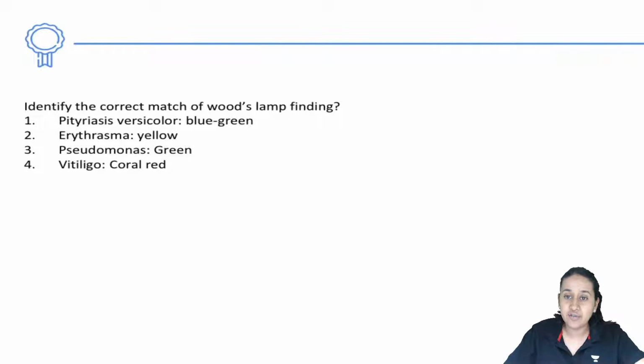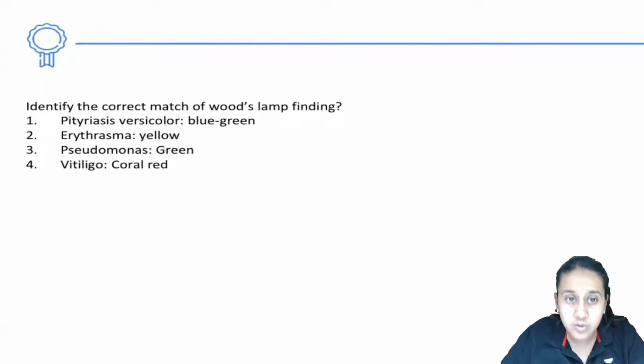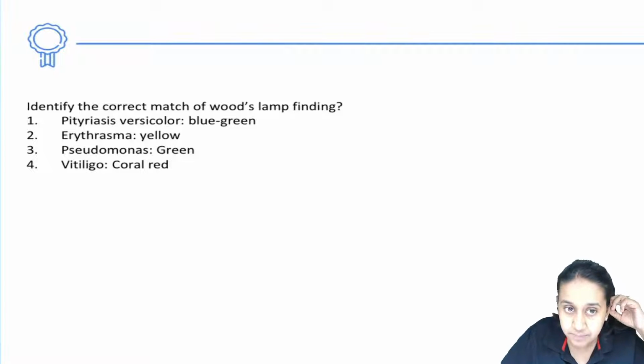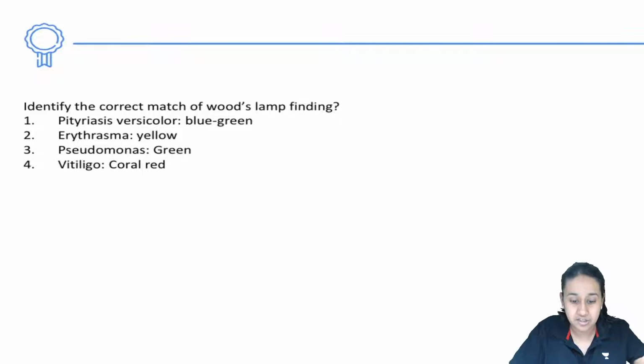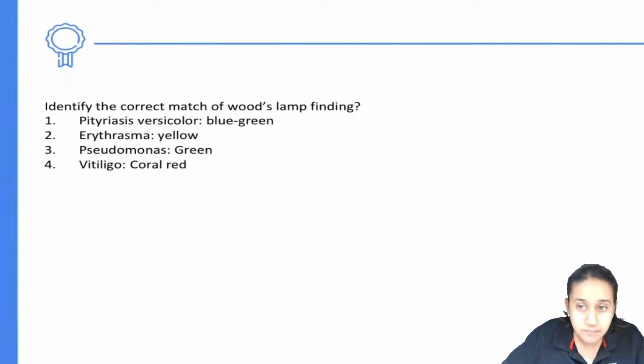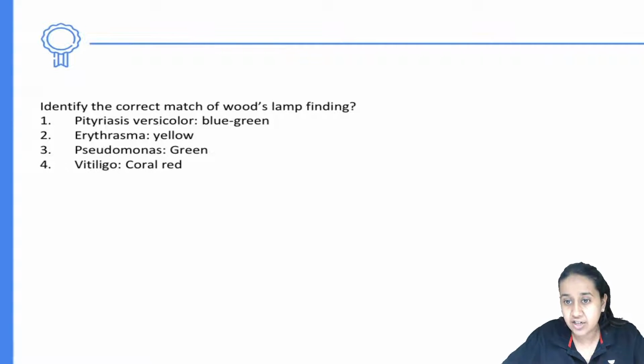The next question, identify the correct match of Wood's lamp finding here. Pityriasis versicolor, which is a bluish green, erythrasma, which is a yellow color, Pseudomonas, which is a green color, and vitiligo, which is a coral red appearing lesion. What is the correct option? Identify the correct match of the Wood's lamp finding.